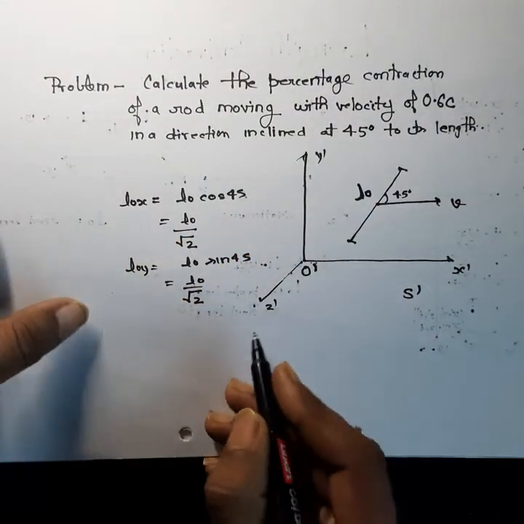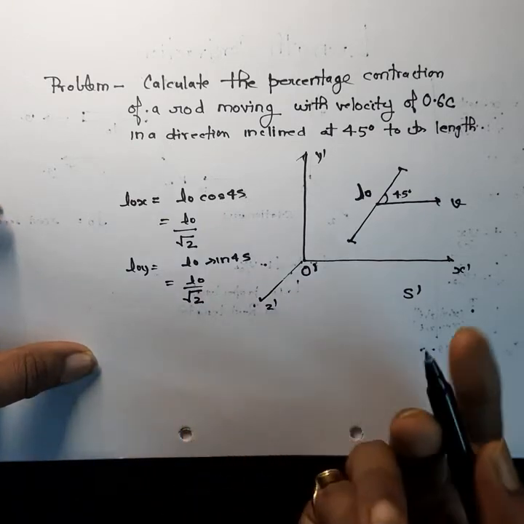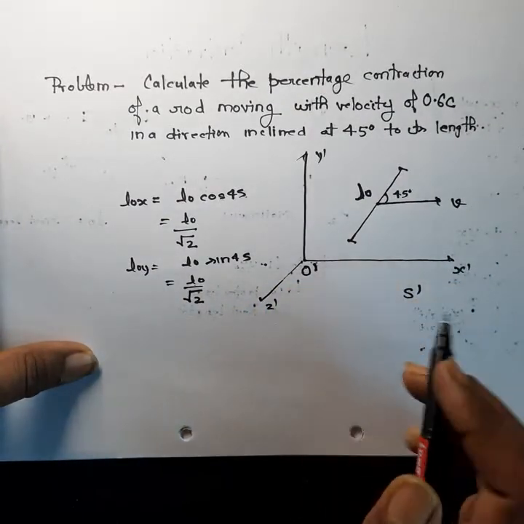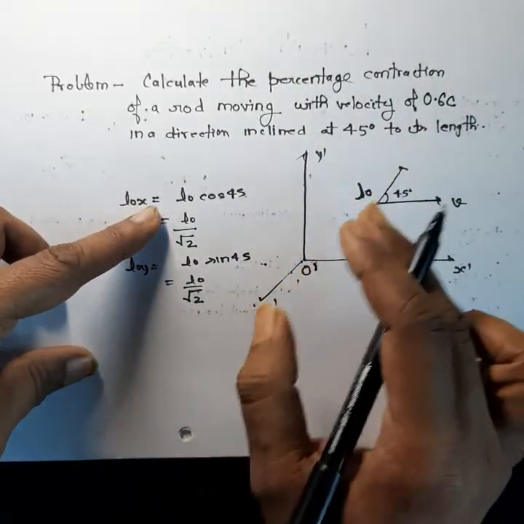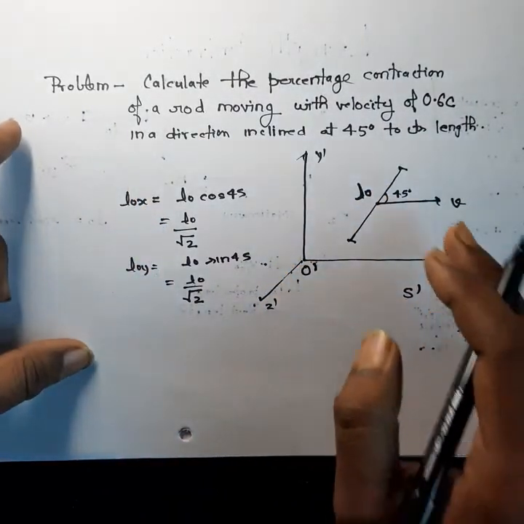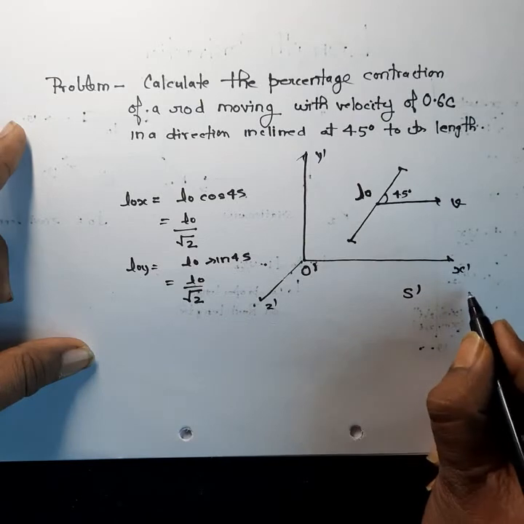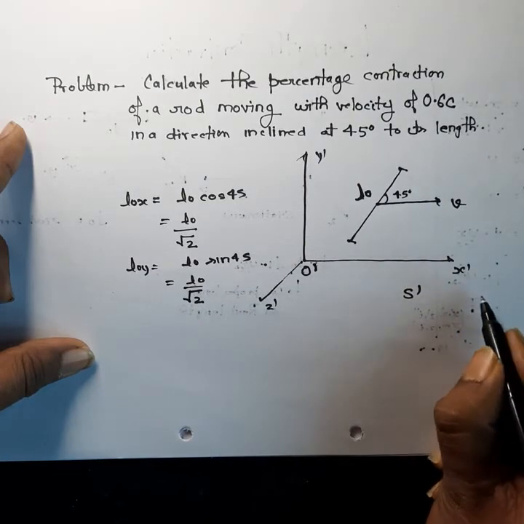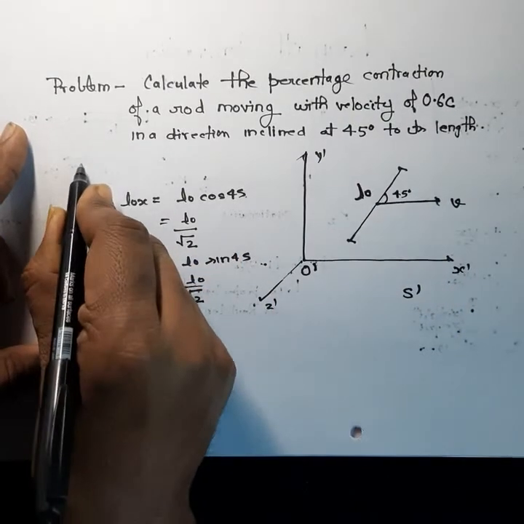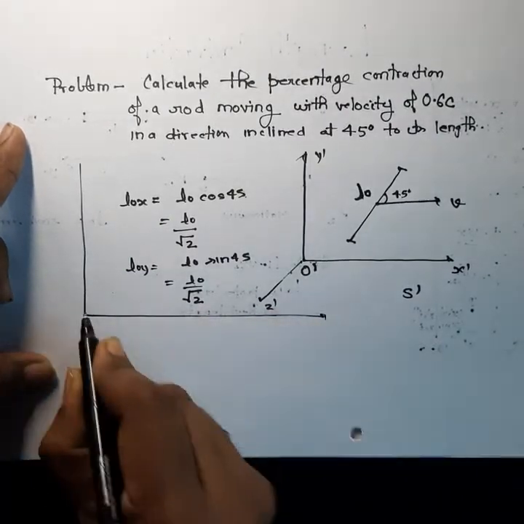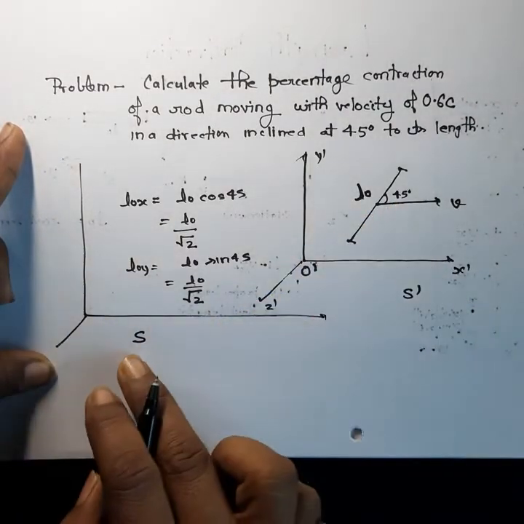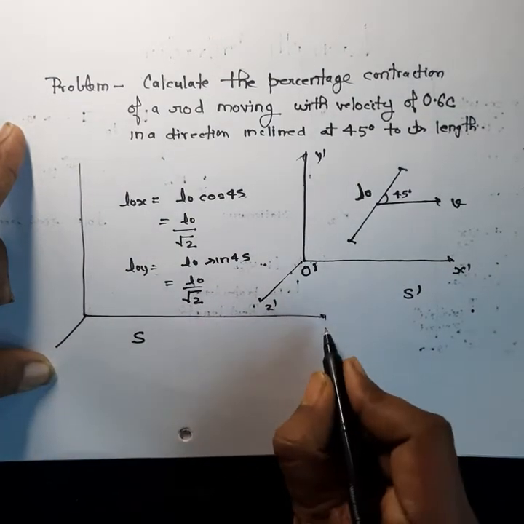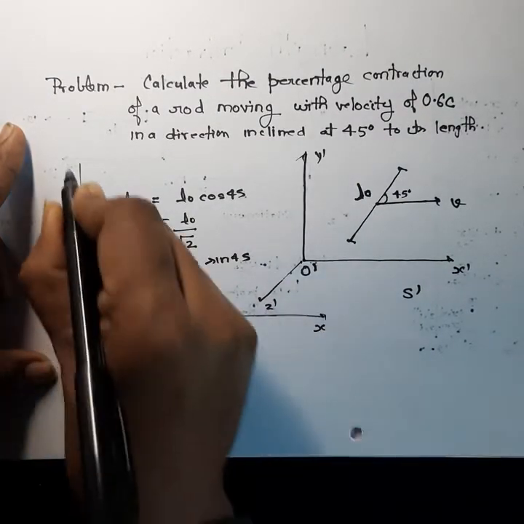So we have taken the resolved components. Now we'll apply the length contraction formula. In the S dash frame of reference, L0 is its proper length because the rod is at rest in S dash. But this velocity v and the velocity of S dash are both with respect to another frame of reference that is at rest. So we have to measure the length of this rod in the S frame of reference, with axes x, y, z.